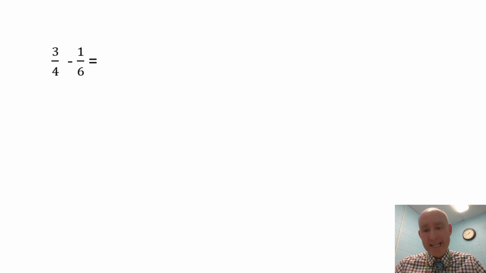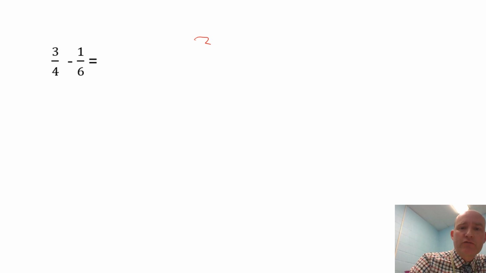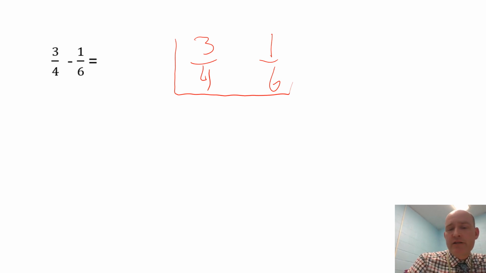3/4 and 1/6. Again, not common denominators. 4 and 6 are not common, so we need to do the same exact process. We're going to take 3/4 and 1/6. But I know I can factor this, guys, because they're both even numbers, so I know I can at least start with 2. So 4 divided by 2 is 2. 6 divided by 2 is 3.